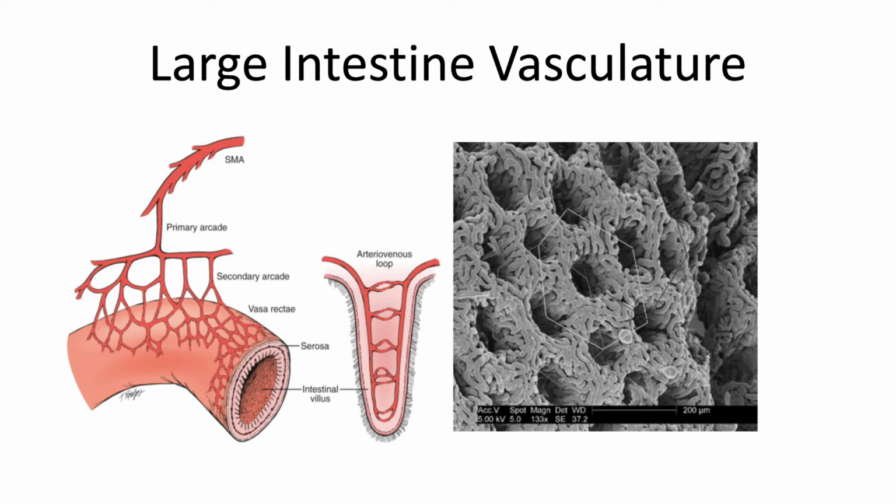Here in the picture, done by a scanning electron microscope on the right, you can see the surface of the vascular bed from the view of the lumen in a large intestine. The vasculature forms a very neat and highly organized structure. It is very dense, and you can also see the crypts.